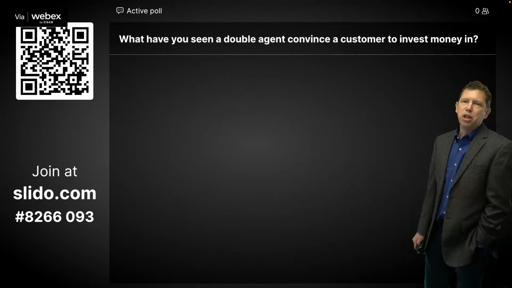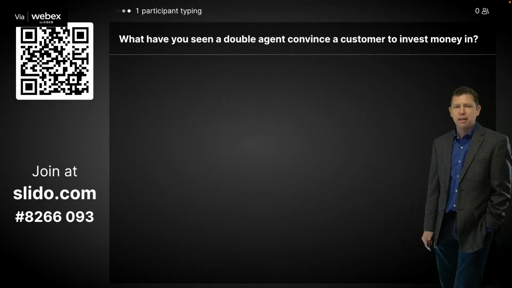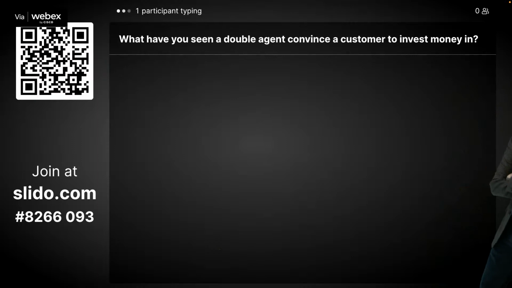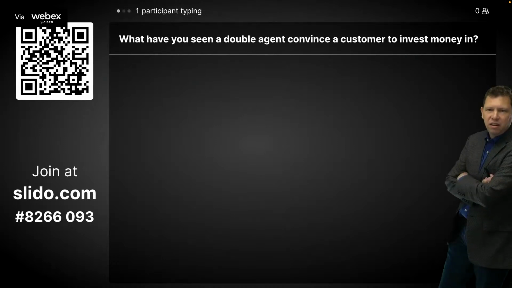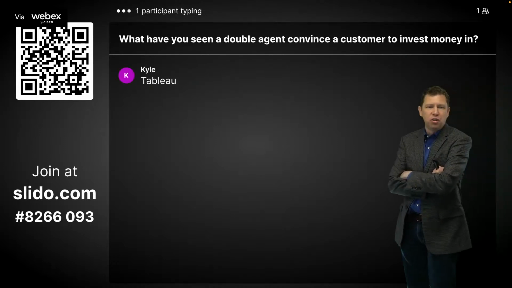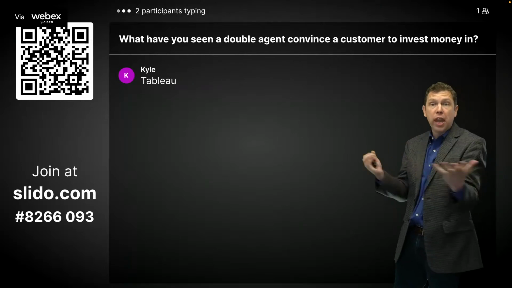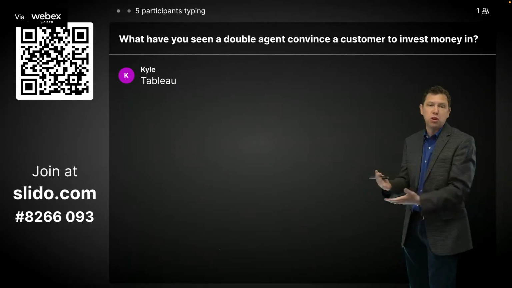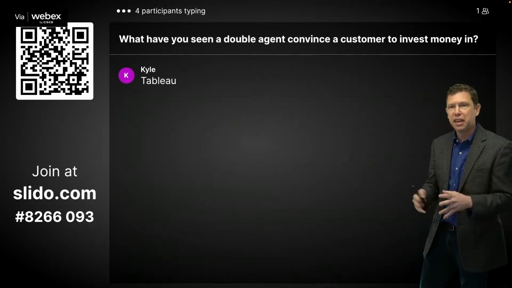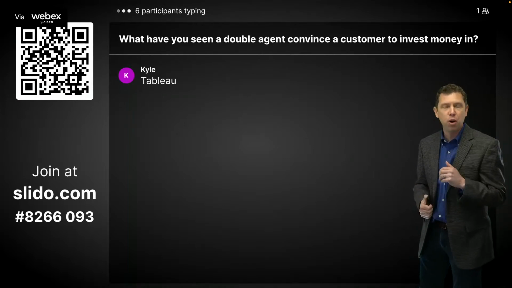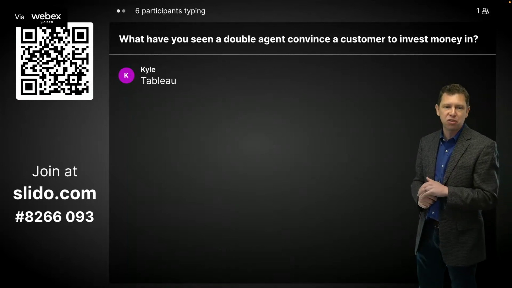What have you seen a double agent convince a customer to invest money in? So on an Agile team, have you ever seen a double agent, somebody that's maybe not completely bought into the Agile principles, that's convinced a customer to invest money in something that wasn't really aligned with their goal? Tableau, okay? And Tableau can be a good tool, right? There are places where it works really well. Kyle is evidently saying he's been in a situation where he's seen it where it wasn't necessarily in the customer's best interest. What else have you seen?